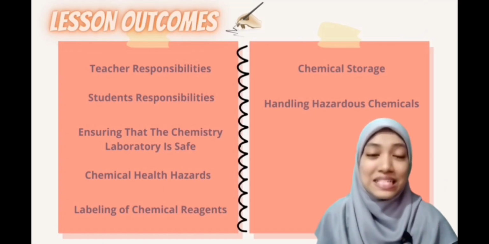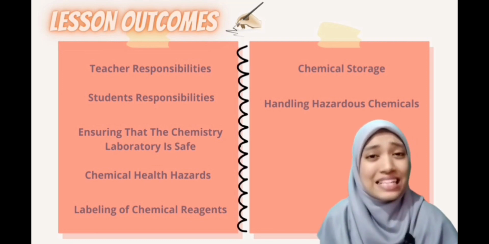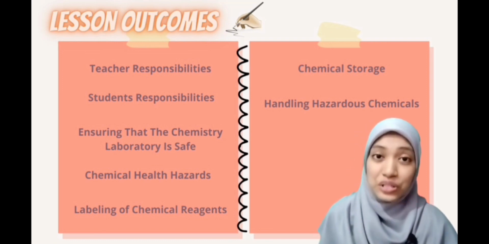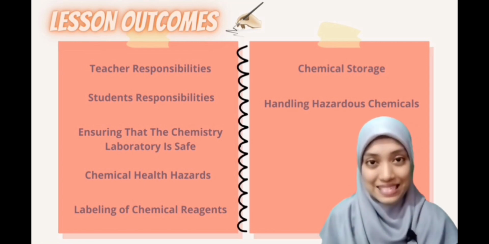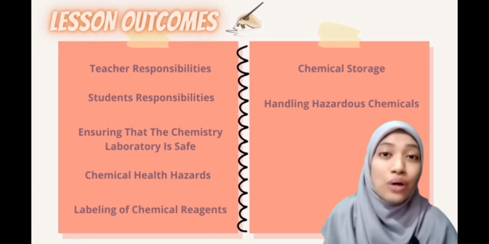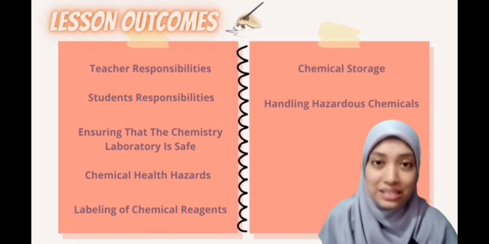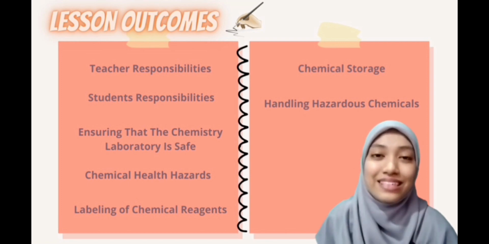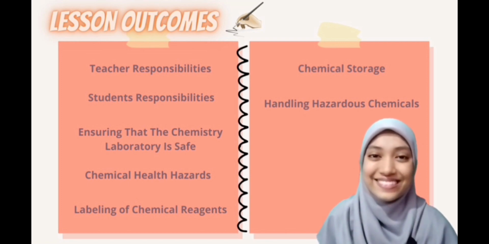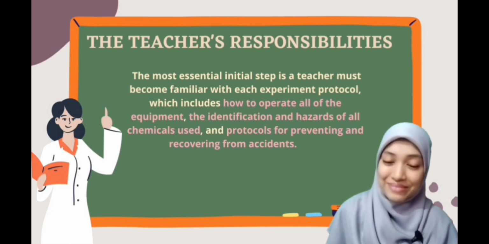Lesson outcomes for this presentation are to describe what the teacher and student responsibilities are, ensuring the chemistry laboratory is safe, learn about chemical health hazards, how to label the chemical reagents, how to store the chemicals, and how to handle the hazardous chemicals. What are the teacher's responsibilities during laboratory?